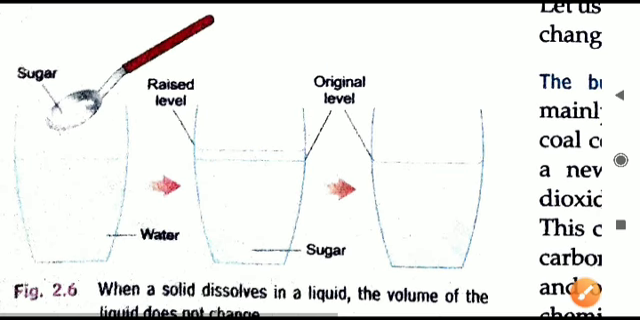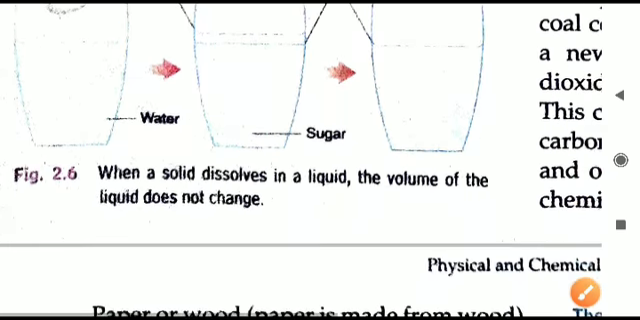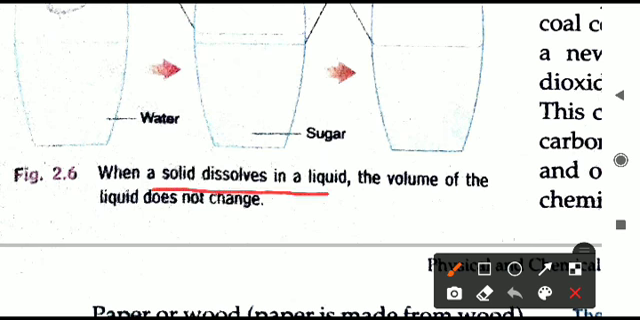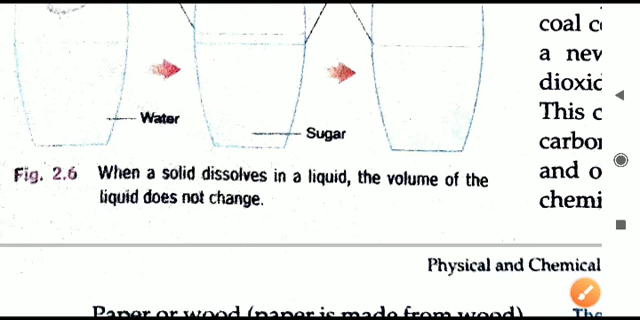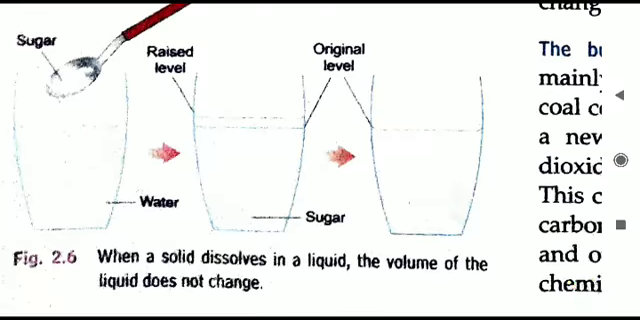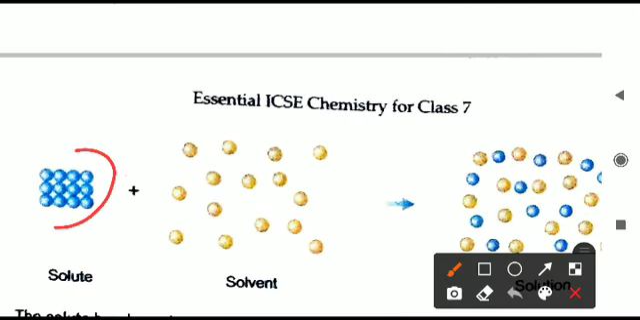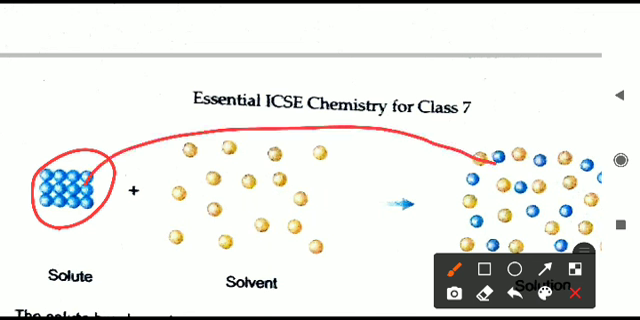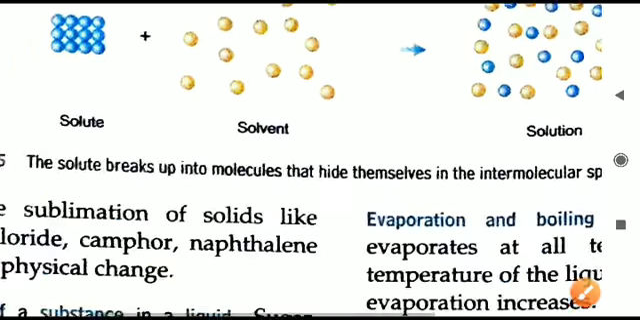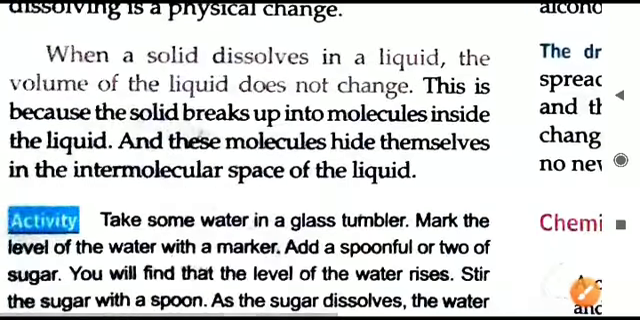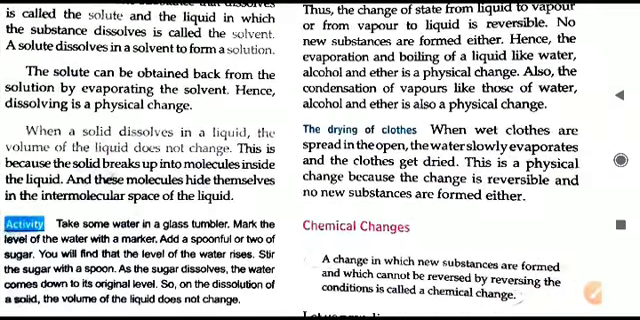So this is a small activity which is proving that whenever a solid dissolves, the volume of the liquid will not change. Why is the volume of liquid not changing? The reason is the same as given in this diagram. The solid we have added is not taking extra space, it is taking only the space available in between the liquid particles. That is why the water level is not changing. So that is a small thing.